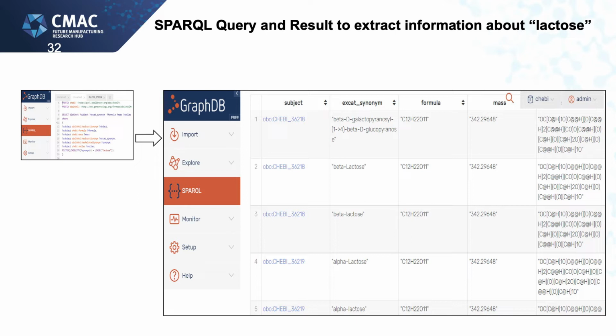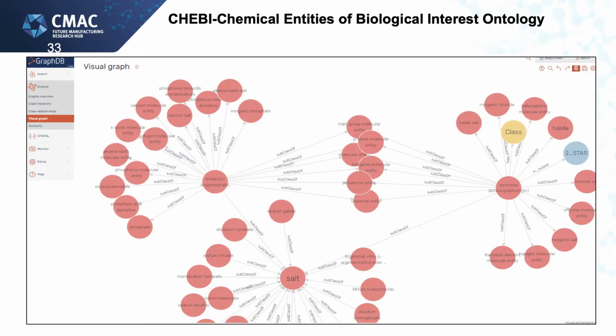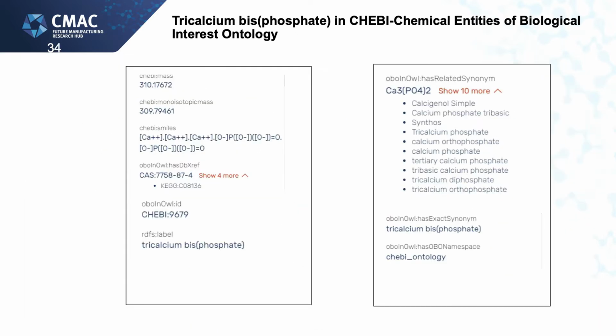Here you can see the SPARQL query that we are running to extract information from this existing ChEBI ontology so that we can successfully reuse it. We are extracting information about lactose, but it is also extracting information about beta lactose or alpha lactose, the relevant classes. These are a few screenshots of the existing ontology from GraphDB. Here you can see some information about tribasic calcium phosphate from the ChEBI ontology.